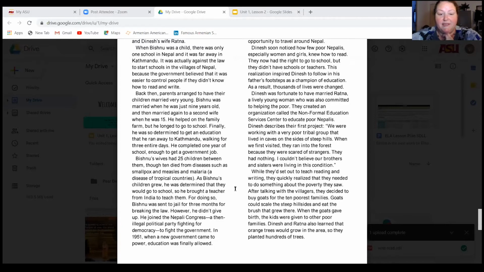So he brought a teacher from India to teach them. For doing so, Vishnu was sent to jail for 3 months for breaking the law. However, he didn't give up. He joined the Nepali Congress, then a legal political party fighting for democracy, to fight the government in 1951. When a new government came to power, education was finally allowed.